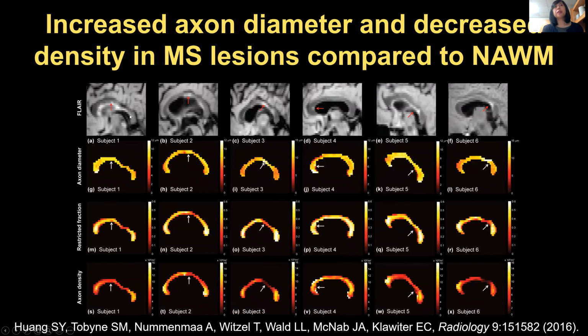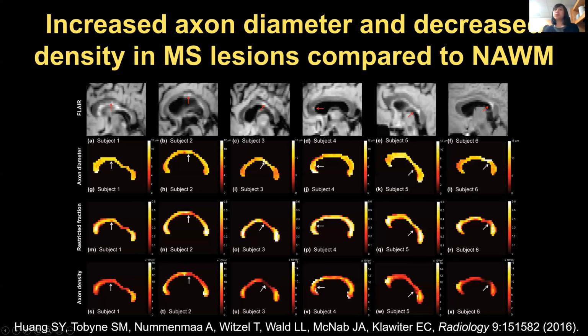We looked at the midline corpus callosum of these patients. All of these patients, of note, had white matter lesions within the corpus callosum, which is a commonly affected white matter tract in MS. And we mapped out the axon diameter and density using high gradient diffusion MRI. What we saw was that in areas with lesions, there was an overall increase in the axon diameter and a decrease in the axon density. You could see that highlighted in a few of these subjects here.